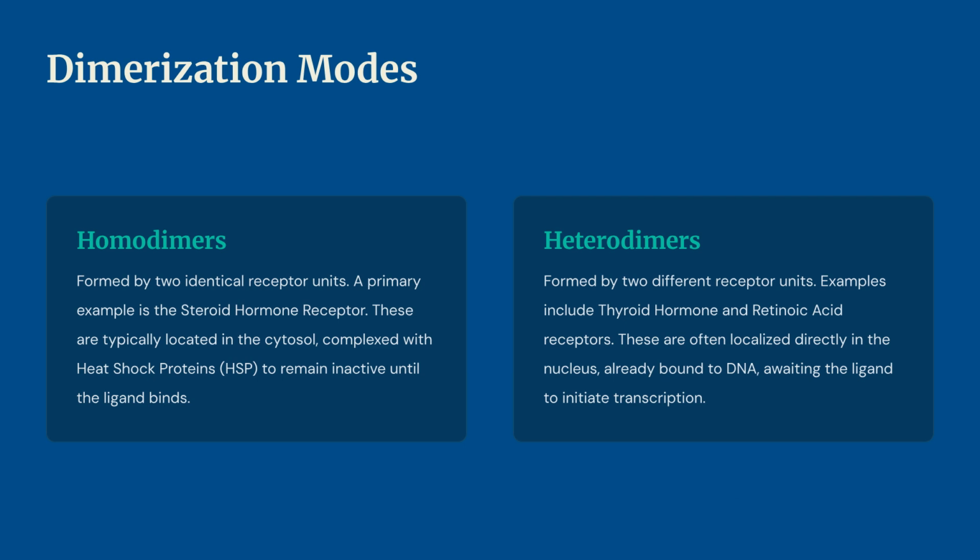Homodimers consist of two identical units, often associated with heat shock proteins until activated. Heterodimers consist of two different units, often already bound to DNA in the nucleus.